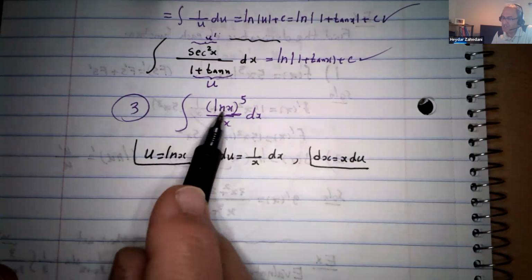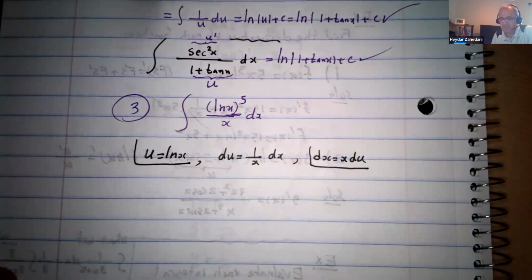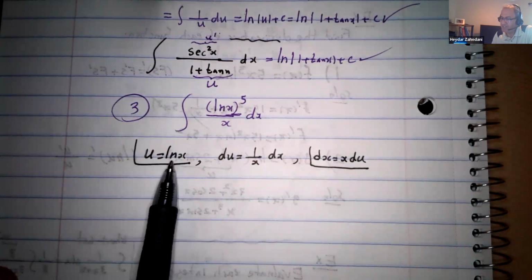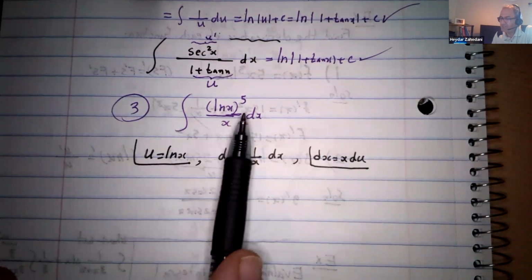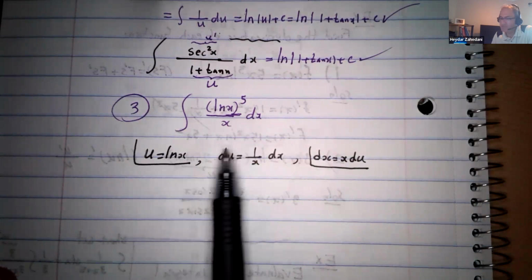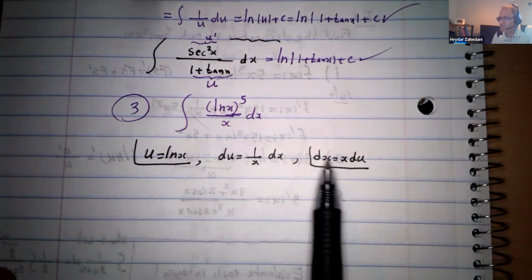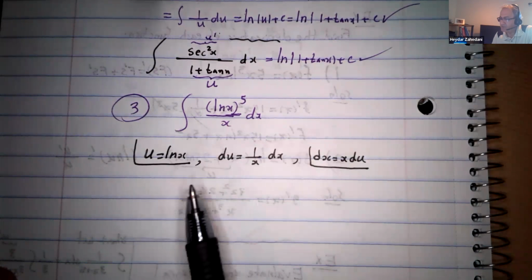Okay, it's a power function. You expect to change it to the u to the fifth. So take the u to be ln x. Then you have to find the dx. The du would be the derivative of ln x, 1 over x dx, and the dx you cross multiply. Go back, substitute.